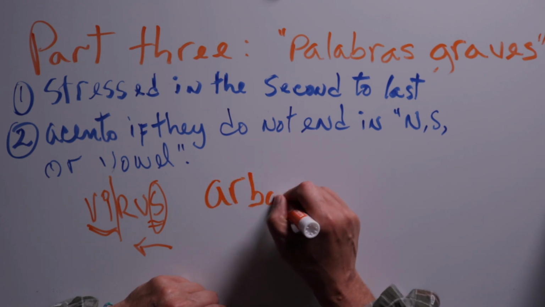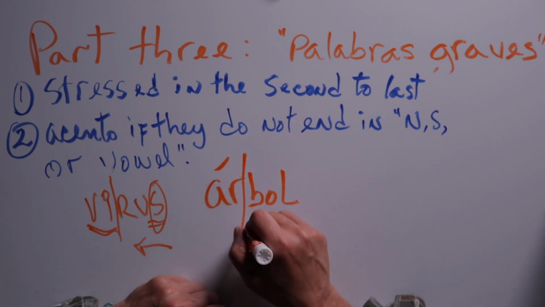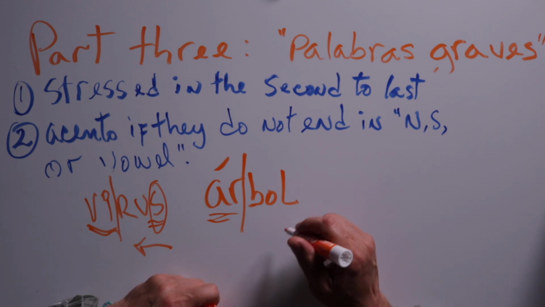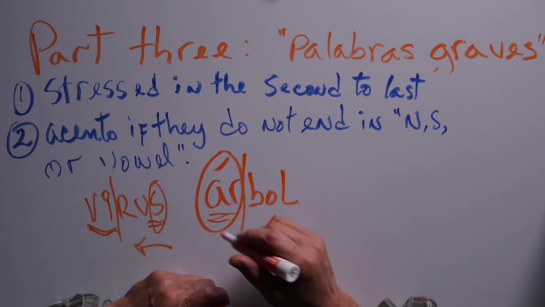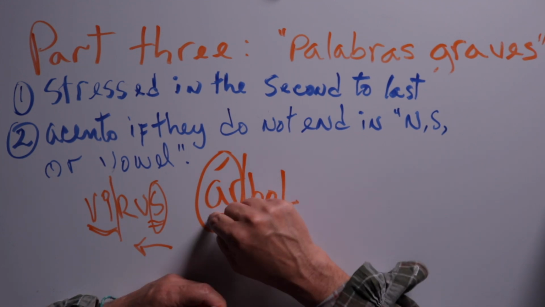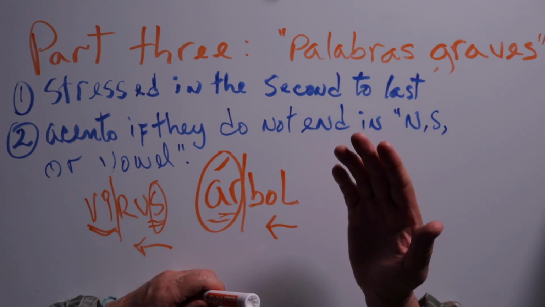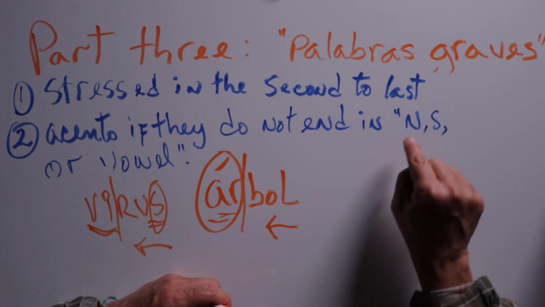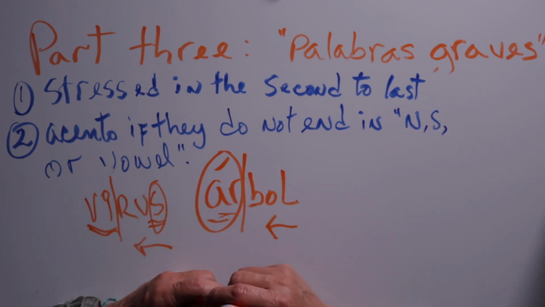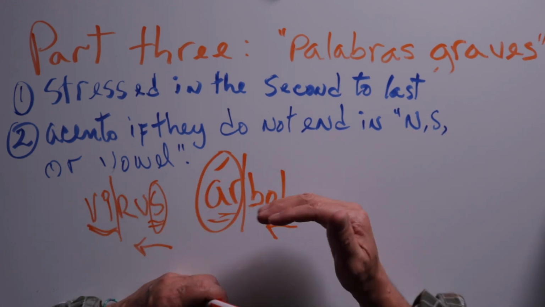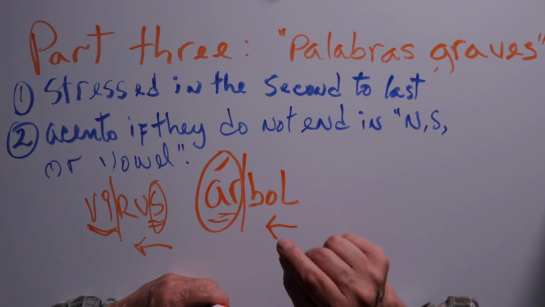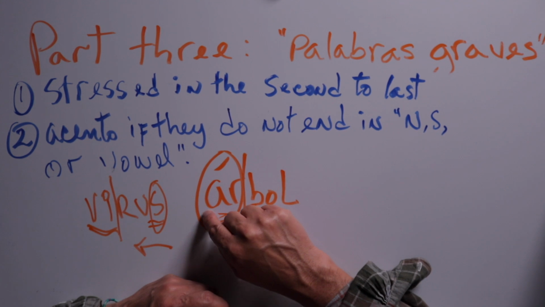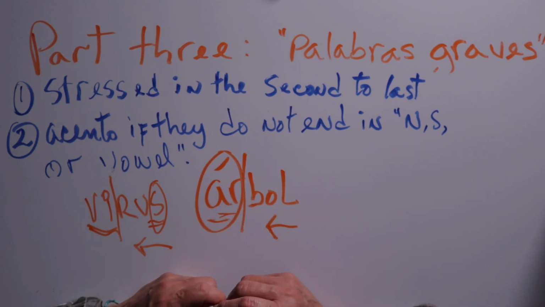I will give you another one. Árbol. Remember, we count backwards. Bol is the last syllable. R is the second to last. Why am I writing down the acento? Very simple, right? It's ending in L, something different than en, es, or a vowel. So árbol is a grave word that has to carry an acento because it's ending in L and the stressed syllable is the second to last.